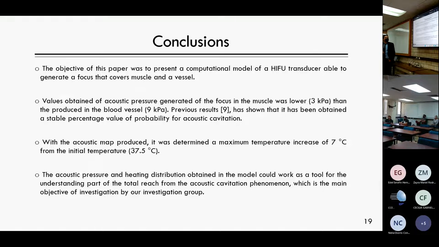The acoustic pressure and heating distribution obtained in the model could work as a tool for understanding part of the full scope of the acoustic cavitation phenomenon, which is the main objective of investigation by our research group.